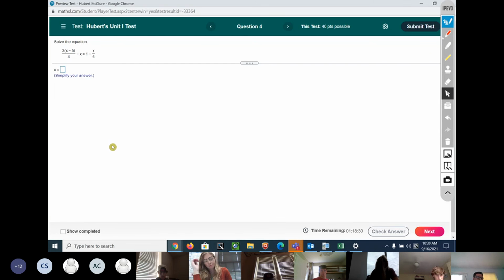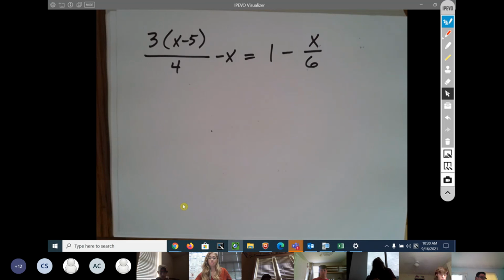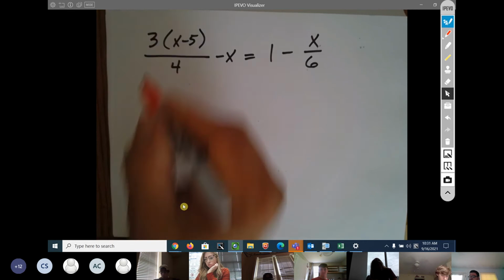All right, solve the equation. 3x minus 5 over 4 minus x equals 1 minus x over 6. What do you do here? What are you going to do here to make life easy on yourself? We did one like this in class, so your silence is not appreciated. Take out the denominator. Take out the fraction, yes.